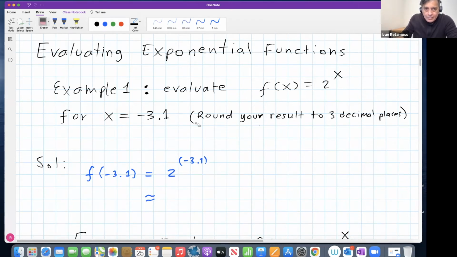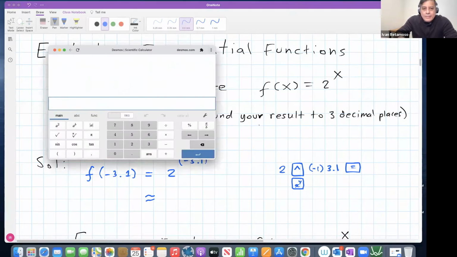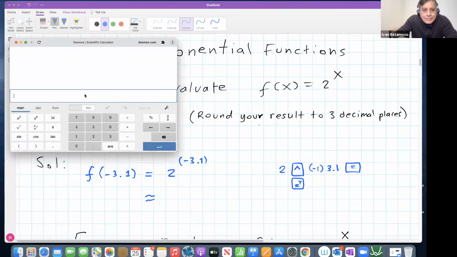In general, you're going to hit 2. Then there's a key that shows this v backwards, or in some calculators you have this x to the y. Hit that, then minus 3.1, and then enter or equal. I'm going to do it here using our Desmos scientific calculator. So 2 raised, you go to this a to b, which allows you to type the exponent, minus 3.1, and then I get the result.